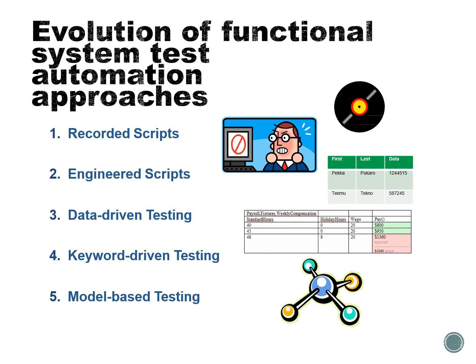This is a very crude level of dividing the test automation tools or test automation approaches into five different types of test automation. We have the lowest level of recorded scripts, then engineered scripts, data-driven testing, keyword-driven testing, and model-based testing. These are all completely valid ways of doing test automation, by the way.